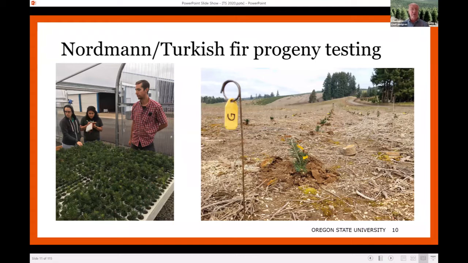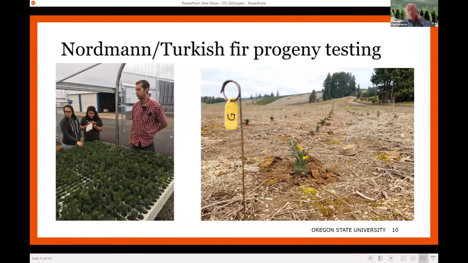One is Turkish and Nordmann fir progeny testing, and I noticed in the poll that a fair number of people are growing Turkish and Nordmann fir. Just to give you an introduction to this trial that was planted at 5 different places in the last month: the trees on the left, at Scott Godwin's Holiday Tree Farms, show what some of the sources look like after 1 year of growing. They were a bit taller than this when we planted them out in the field.